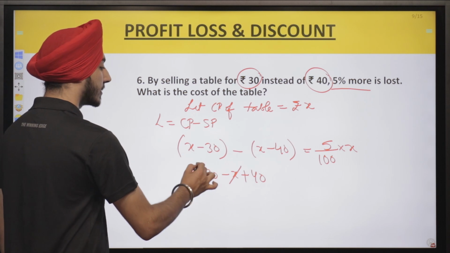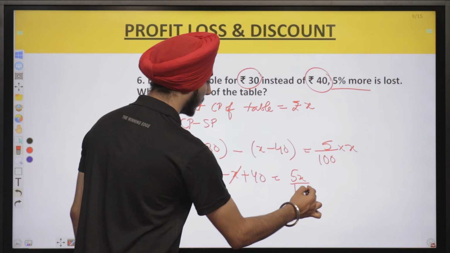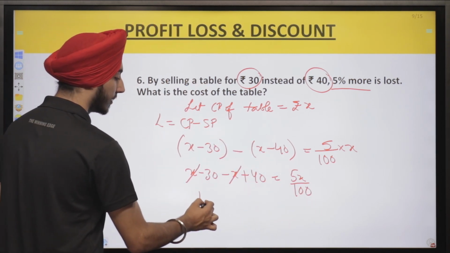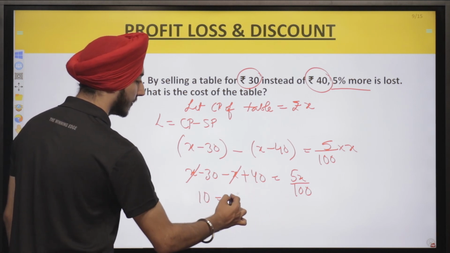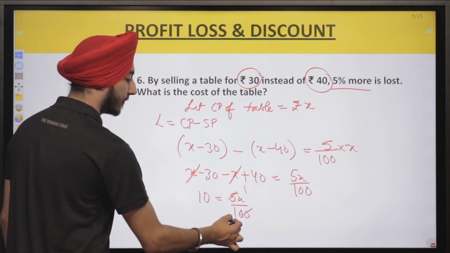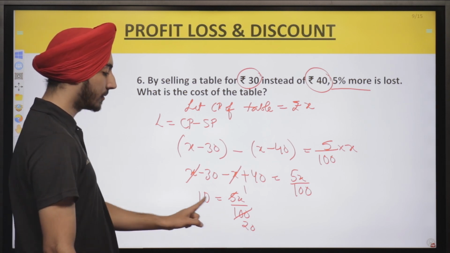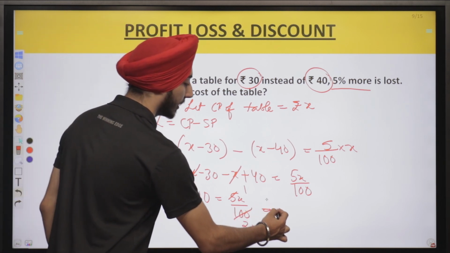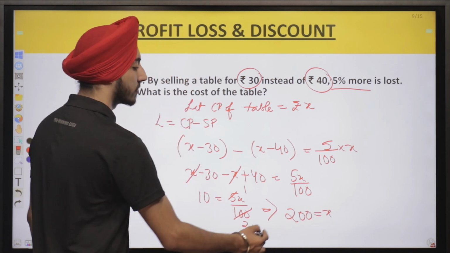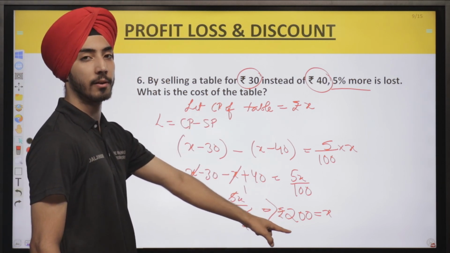You see plus X and minus X will get cancelled here, which is equal to 5X by 100. Minus 30 and plus 40 will give you plus 10. Plus 10 equals 5X by 100. 5 ones are 5, 5 20s are 100. So X by 20 equals 10. 20 will come on to this side. It will get multiplied by 10. It will give you 200 equals X. So the value of X is rupees 200. The cost price of this table was supposed to be 200 rupees.